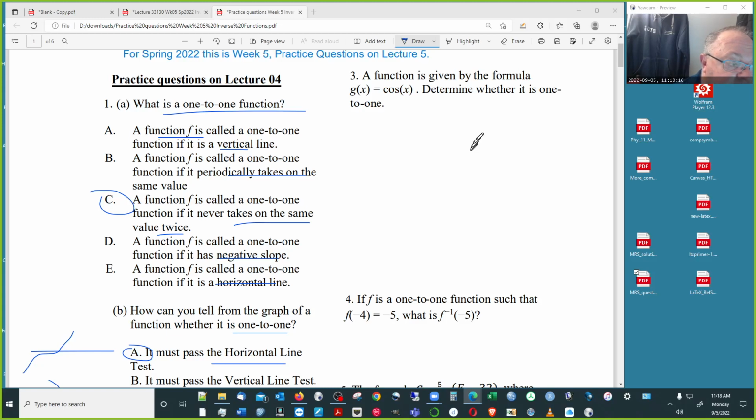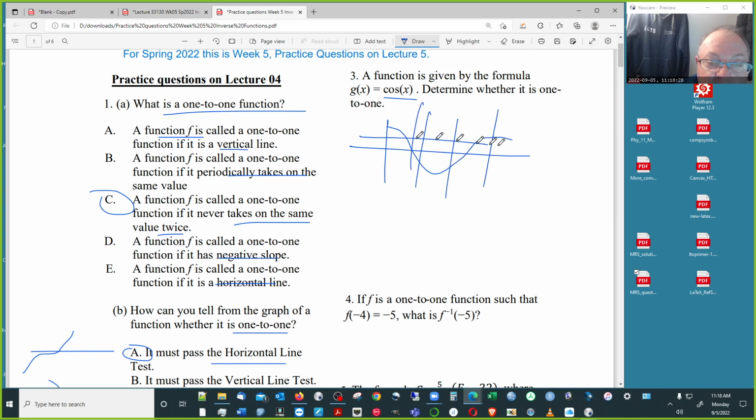Function. So the function's cos of x. It passes the vertical line test, so it's not coming back on itself. Okay, but it fails the horizontal line test. So although it's a function, it's not one-to-one. Okay, so you would say not.